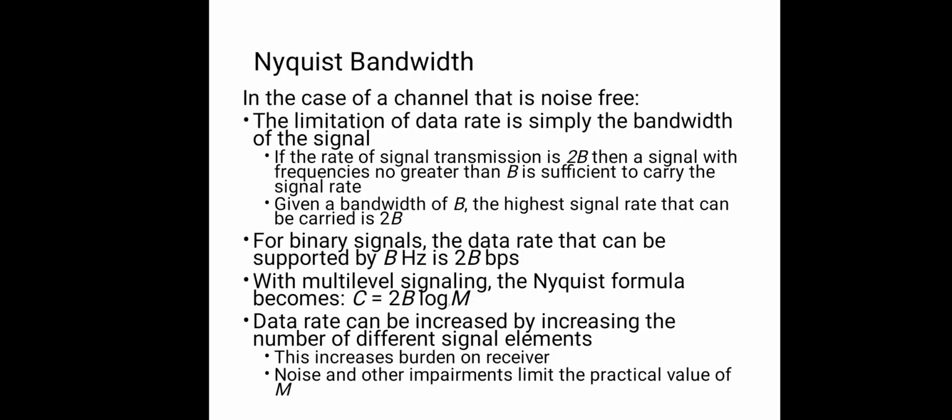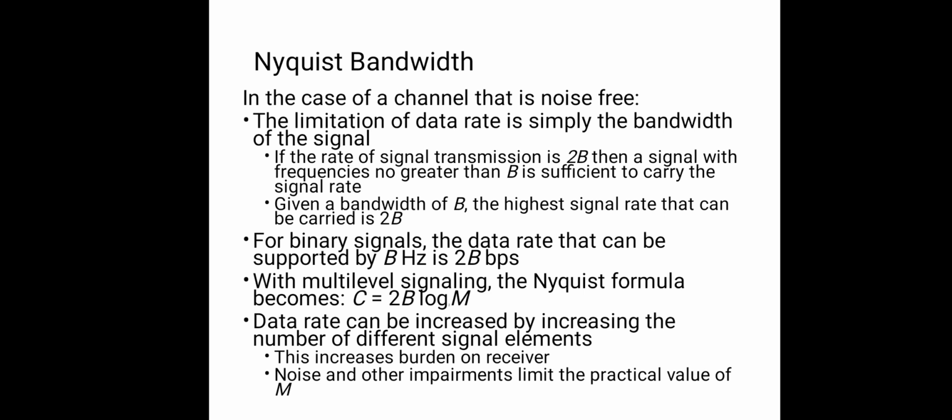Channel capacity. Then the Nyquist bandwidth. In the case of a channel that is noise free, the limitation on data rate is simply the bandwidth of the signal. If the rate of signal transmission is 2B, then a signal with frequencies no greater than B is sufficient to carry the signal rate. Given a bandwidth of B, the highest signal rate that can be carried is 2B. For binary signals, the data rate that can be supported by B Hz is 2B bps.